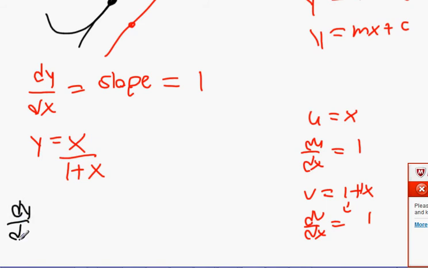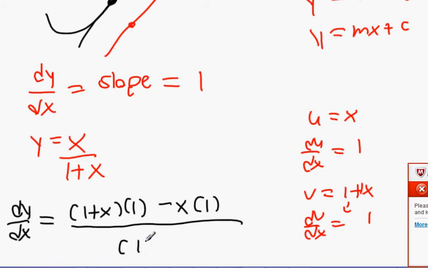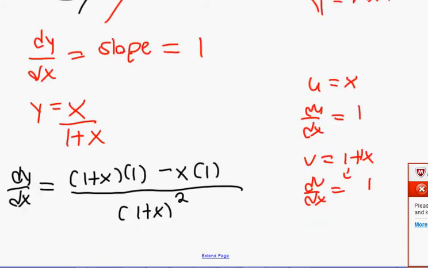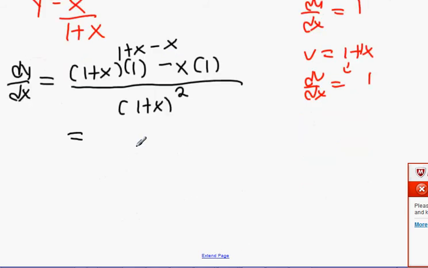We're then going to do the quotient rule. And when we do the quotient rule, it's v times du/dx, which is 1 plus x multiplied by 1, minus u times dv/dx, all over v squared. And what we're going to get here is 1 plus x minus x, correct? And that is going to be 1. I'm actually going to square the bottom this time, and it'll become apparent why in a second. It's going to be 1 plus 2x plus x squared.